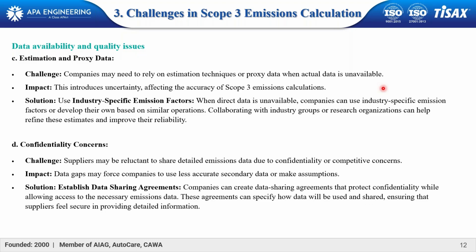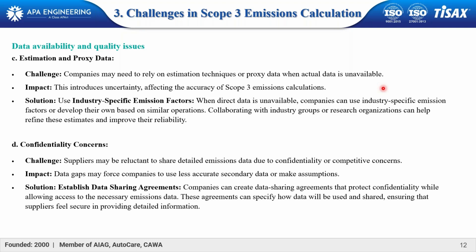Estimation and proxy data. When the actual data is unavailable, companies may need to rely on estimation techniques or proxy data. This introduces uncertainty and affects the accuracy of scope 3 emission calculations. Utilizing industry-specific emission factors in the absence of direct data, companies can use these or develop their own based on similar operations. Collaborating with industry groups or research organizations can help refine these estimates.